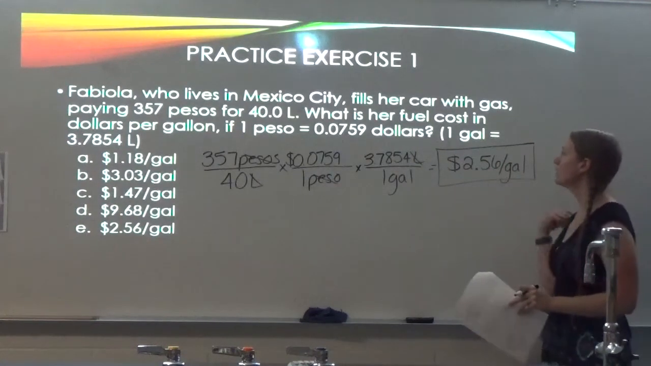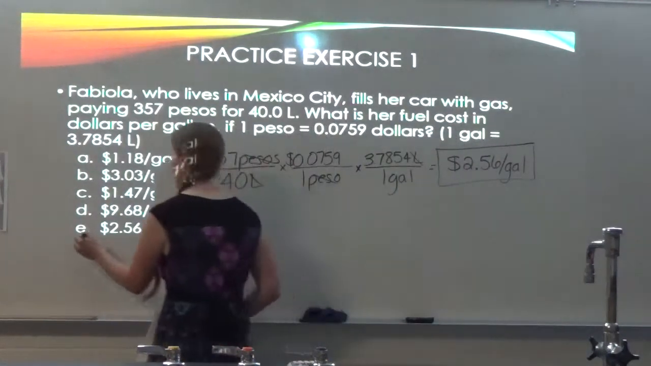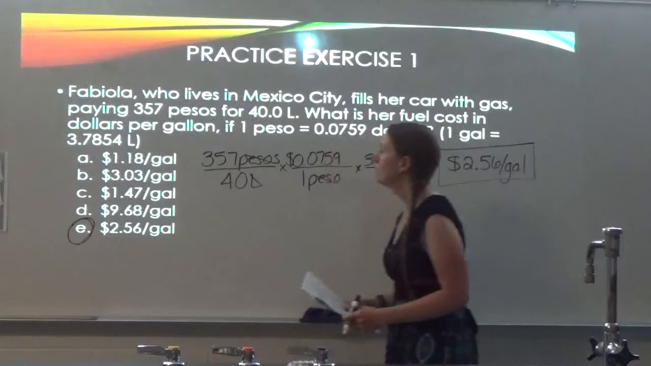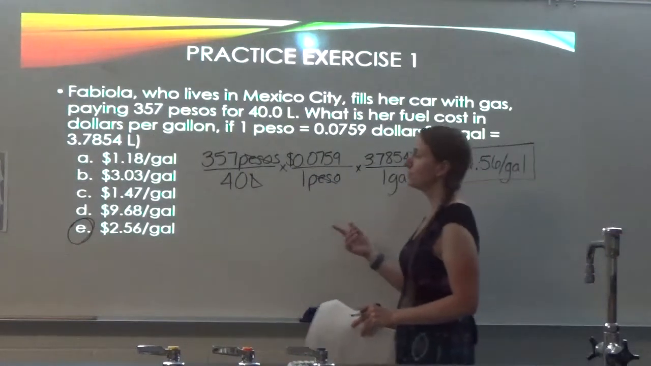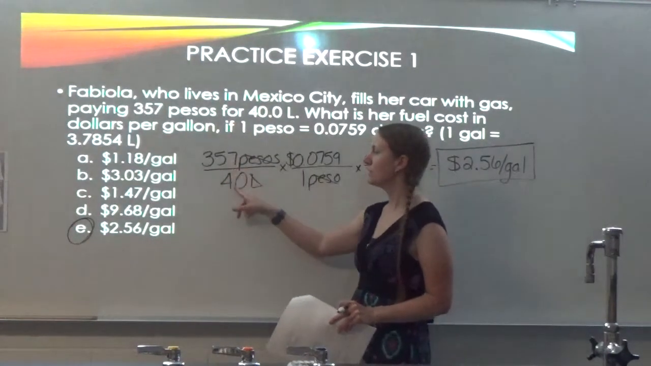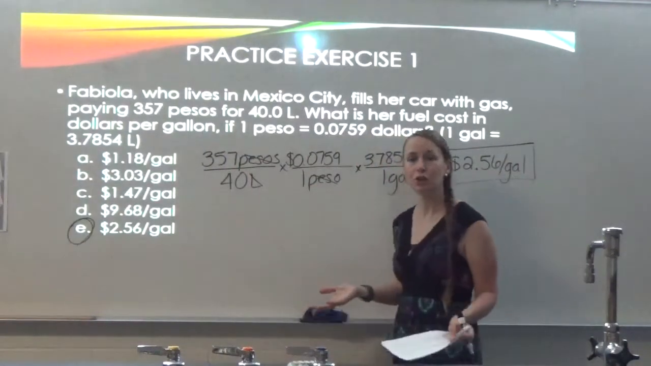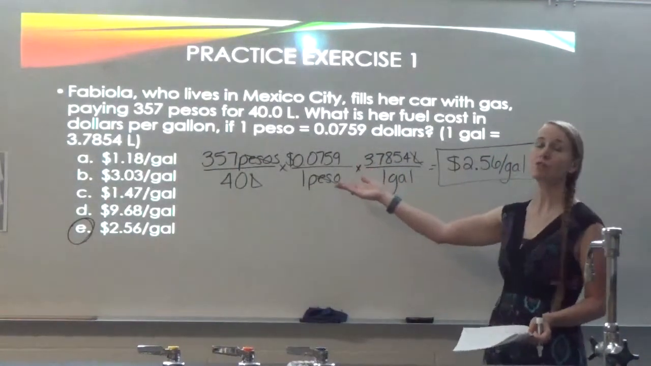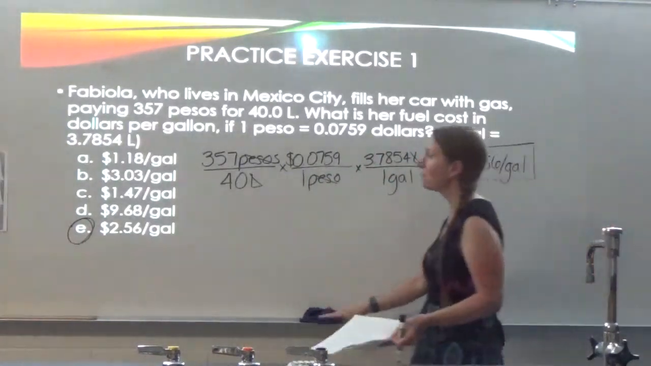All right, so $2.56 per gallon. And so that, of course, is E. All right, so hopefully this one wasn't too bad. Sometimes it confuses people to start with 2 numbers. So you're more than welcome to do 357 divided by 40 and then just put 1 number, pesos per liter, if you want to start with. But you can start with 2 numbers. It's okay. We're going to use both of them when we multiply across the top and divide by the bottom anyway.